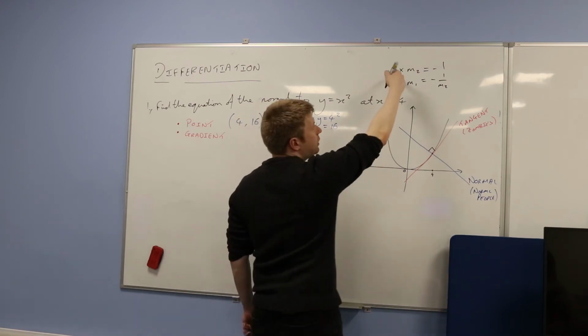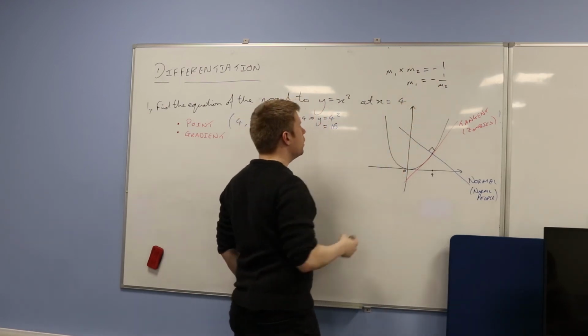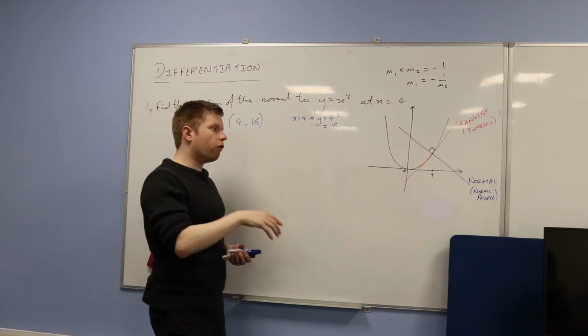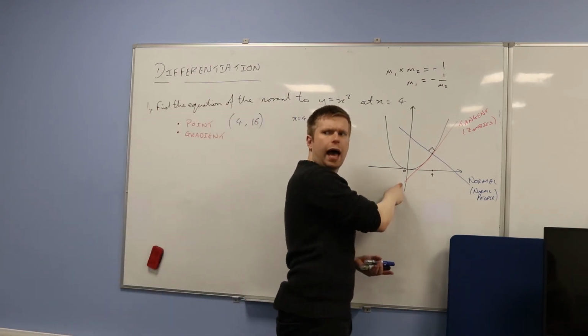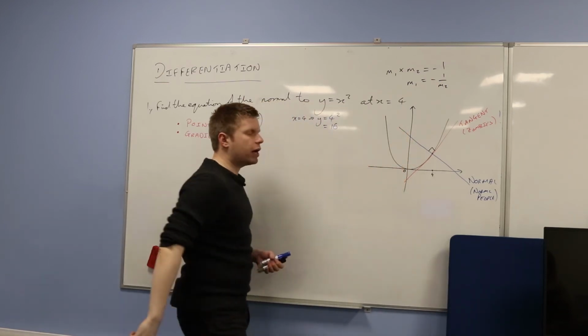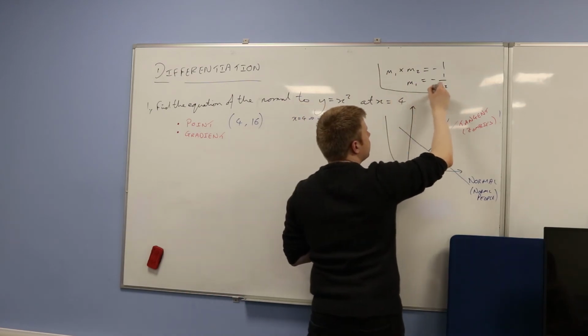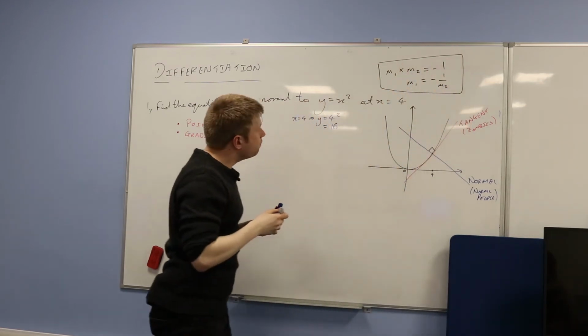Can you see how I got that? I just simply divided through by m2. So, in other words, if I can find the gradient of my tangent, which we can, I should be able to find the gradient of my normal just by using this relationship up here. Okay, so let me show you.